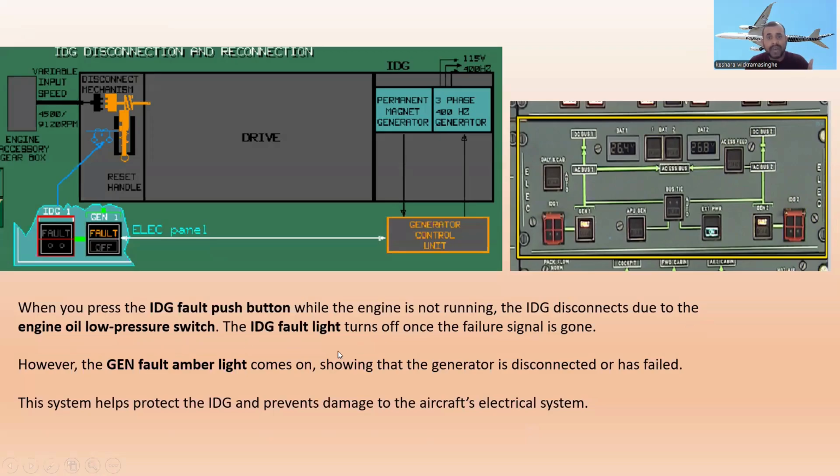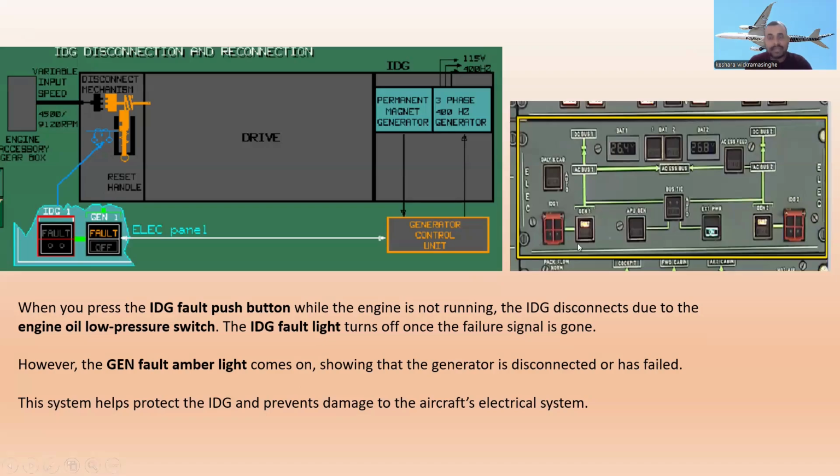The IDG fault light turns off when the failure signal is gone. It means if you push the IDG push button, then the fault light goes off and the failure signal also disappears. However, the generator fault amber light comes on. If you press the IDG fault push button, then the generator fault amber light comes on, showing that the generator is disconnected or has failed.